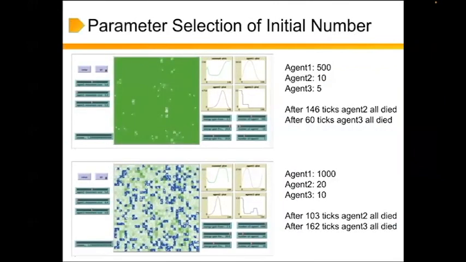Next, I will introduce the selection of two parameters. First, the initial number of agents. Different numbers of agents will have different impacts on research, analysis, computation, and predation.